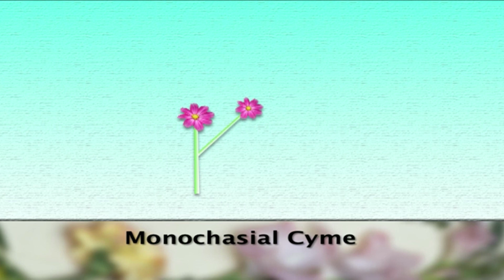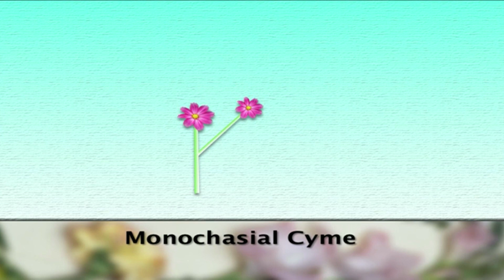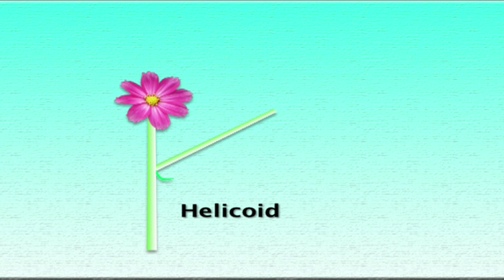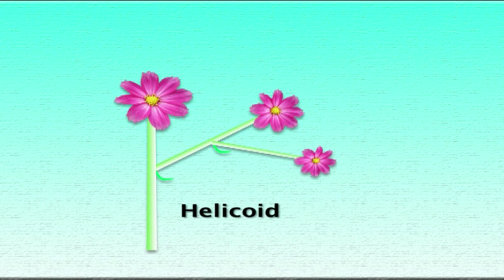Subsequently, only one lateral branch axis develops from the axil of a bract at a lower level, which again terminates in a flower. The same type of branching is repeated. Since only one branch develops from below each flower, it is called a monochasial cyme. The monochasial cyme is of two types, helicoid and scorpioid. In helicoid monochasial cyme, the successive lateral branches develop on the same side, that is either on the right or left side of the main axis, forming a helix.